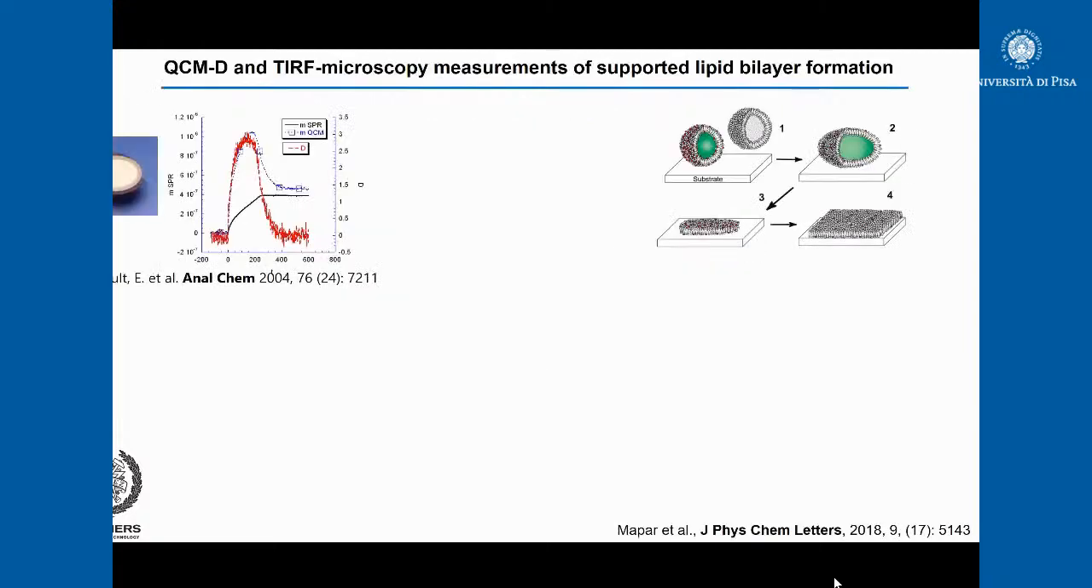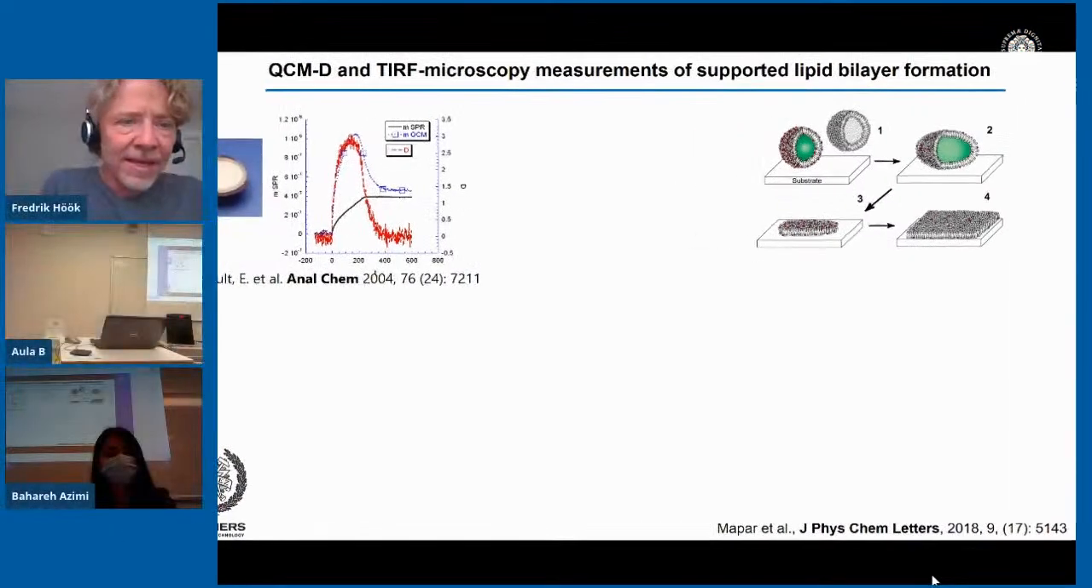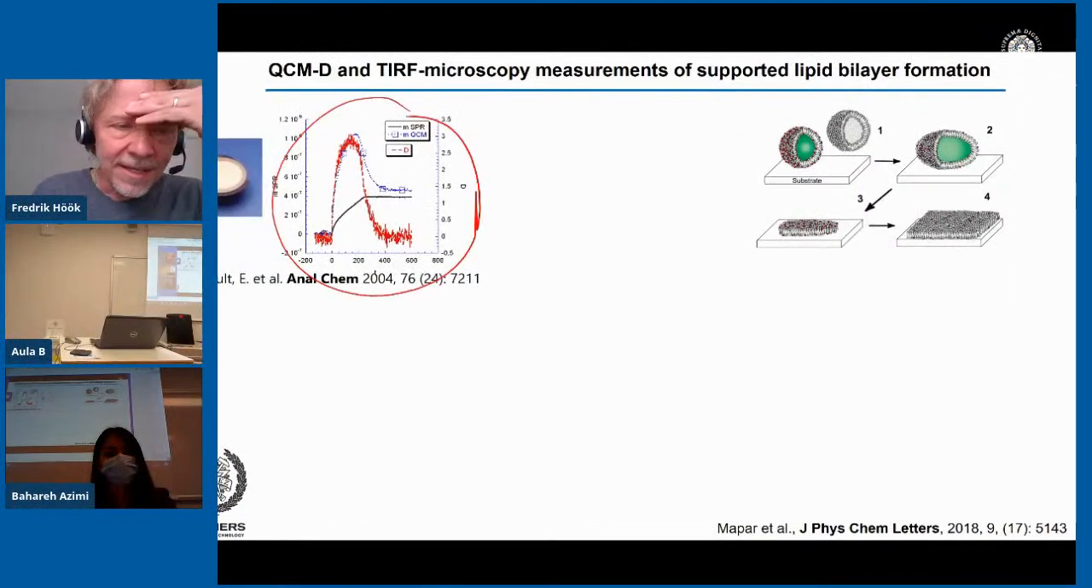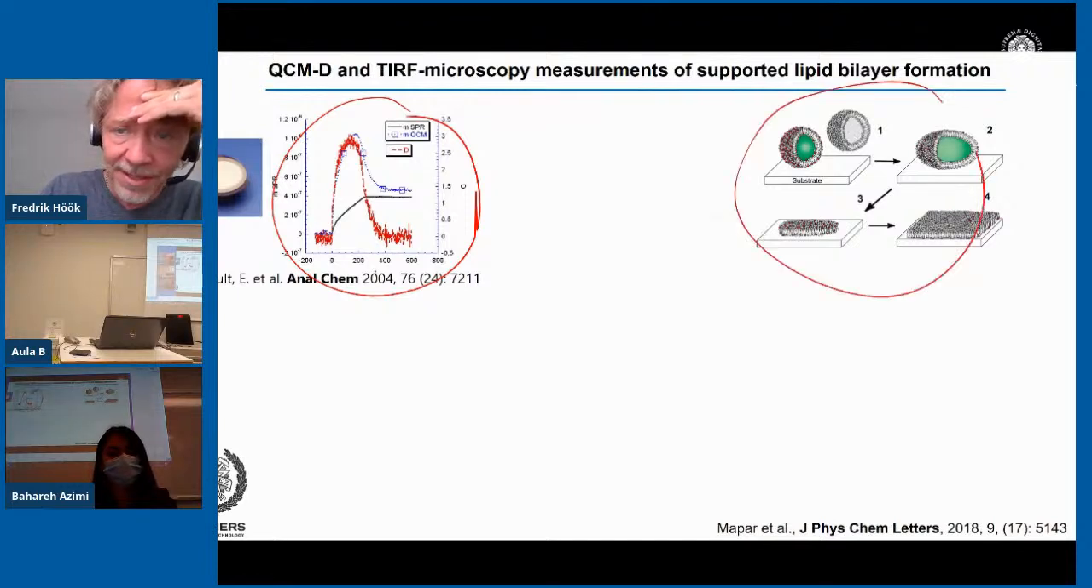I will just illustrate one example, and that is the formation of a supported lipid bilayer made from synthetic lipid vesicles, which we explored a lot with the QCM technique. That is shown here in the upper left of my presentation, and this is a cartoon illustrating this process. I won't go into the detail of what the QCM and SPR curves show today.